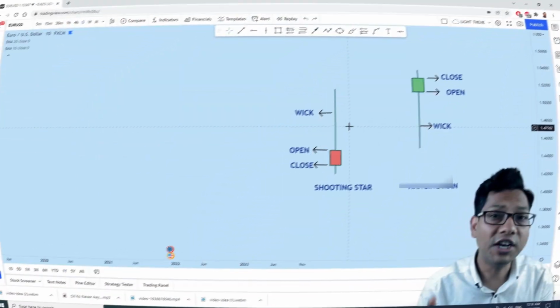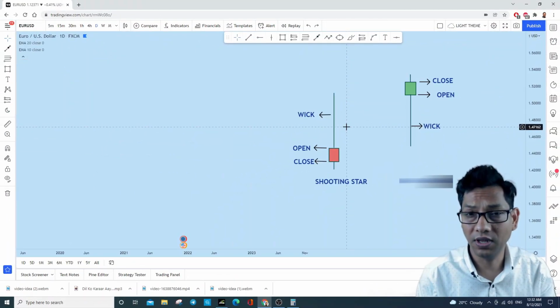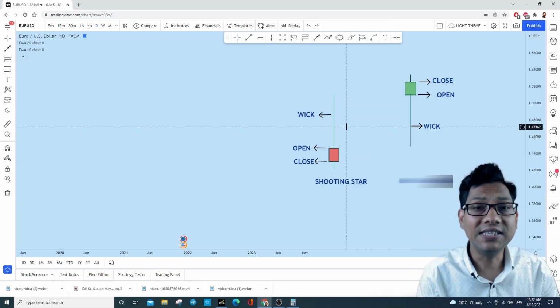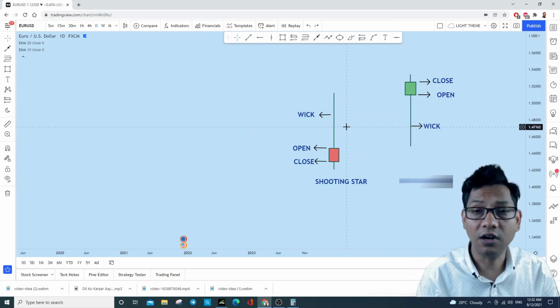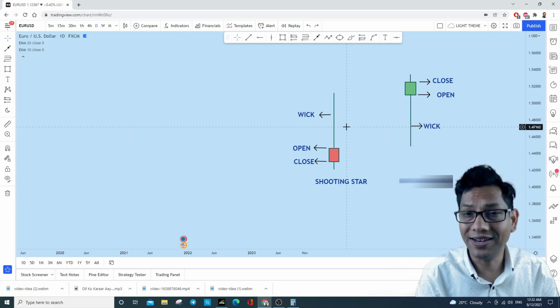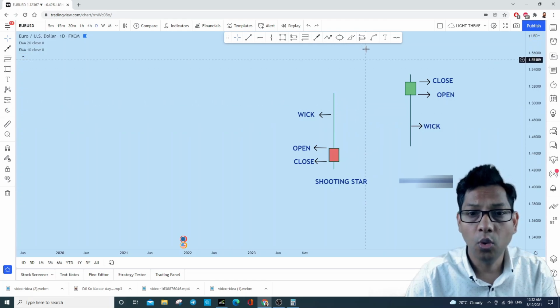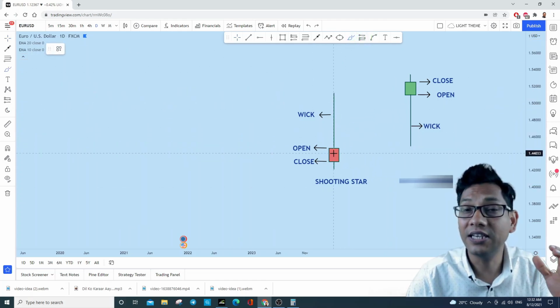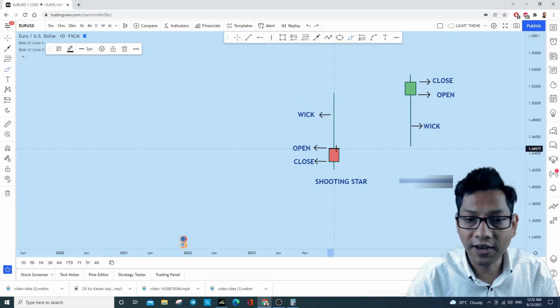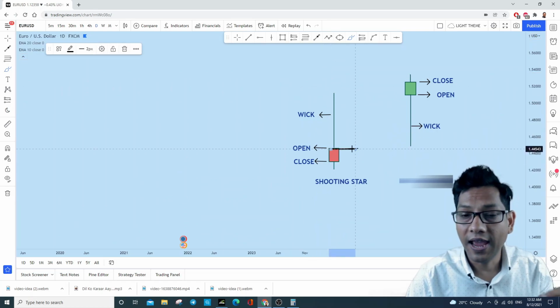Okay, so our strategy will be based on this single candlestick pattern. Now this candlestick is called a shooting star or a hanging man. Name doesn't matter, you need to understand what it is. So what is this candlestick telling you? See, there is a long wick. The price opened here in this candle, and then what happened?